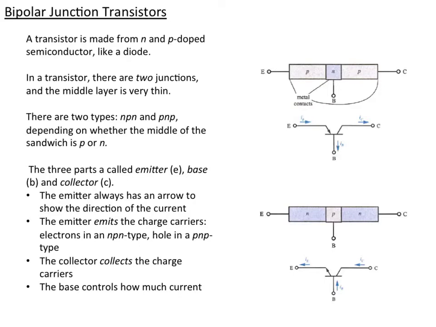So in the symbol, the emitter always has an arrow on it, and the arrow shows what direction the current is going to flow, if current's going to flow at all. And the emitter will always emit the charge carrier. So in an NPN transistor shown here, the emitter emits electrons, and so the electrons are moving this way, which means the current is flowing that way. What the emitter emits, the collector collects, and the base then just controls how much current is going to flow by its own current.